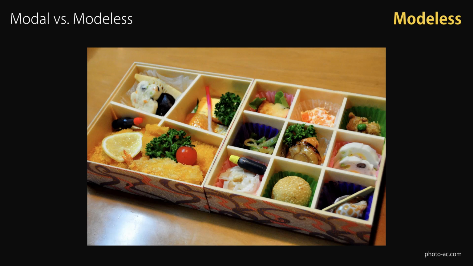On the other hand, this is a Japanese bento lunch. This also has many different kinds of food in one box, and there is no specific order to eat. You can freely eat anything, and there is no specific order or path to finish. Or it is up to you to stop eating before you eat everything. So this is modeless.